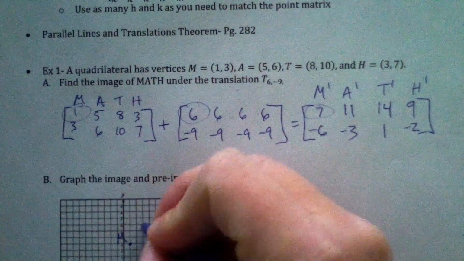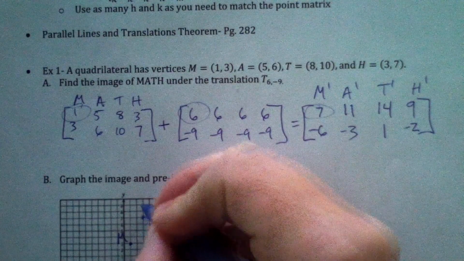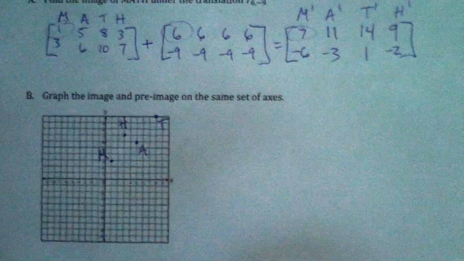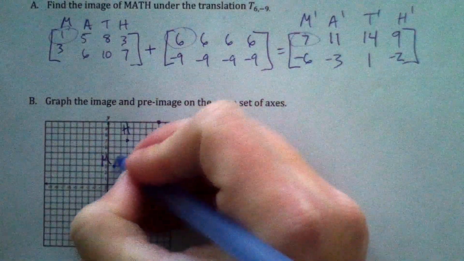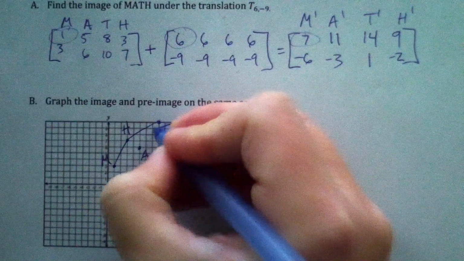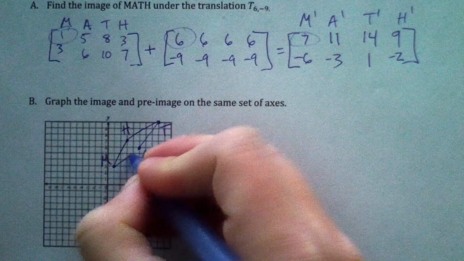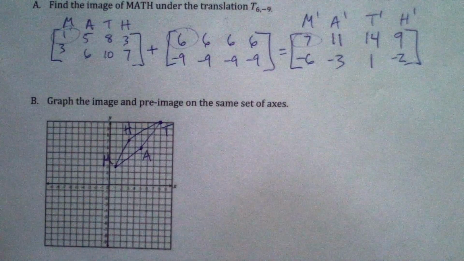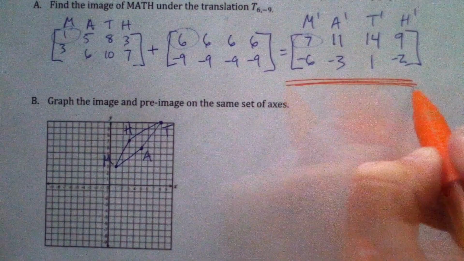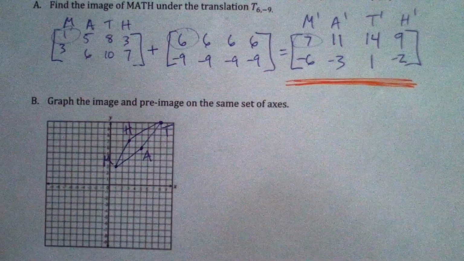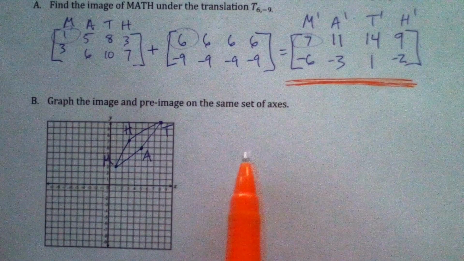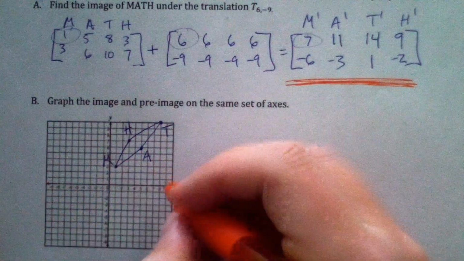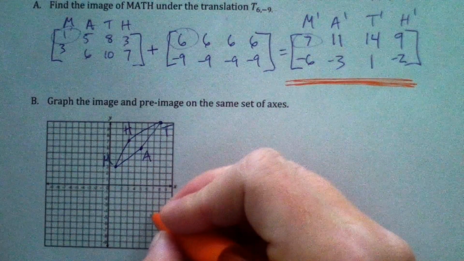And then just for the heck of it, I'm going to do my other one in a different color just so we can see that it's different. So M prime would be at 7, -6. Ooh, it looks like I'm going to go off my graph here a little bit, aren't I? Might have to extend this graph out a little bit. What do we got to go out to? 14. So that's 10, 11, 12, 13, 14. Not ideal, but we'll go with it.